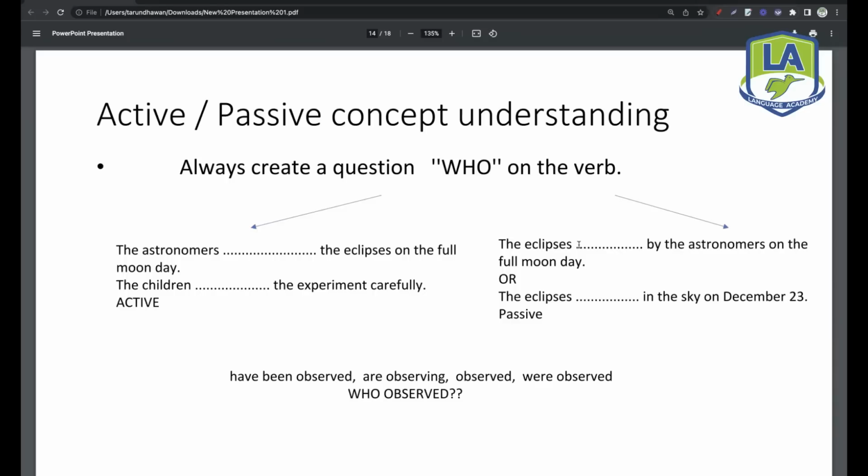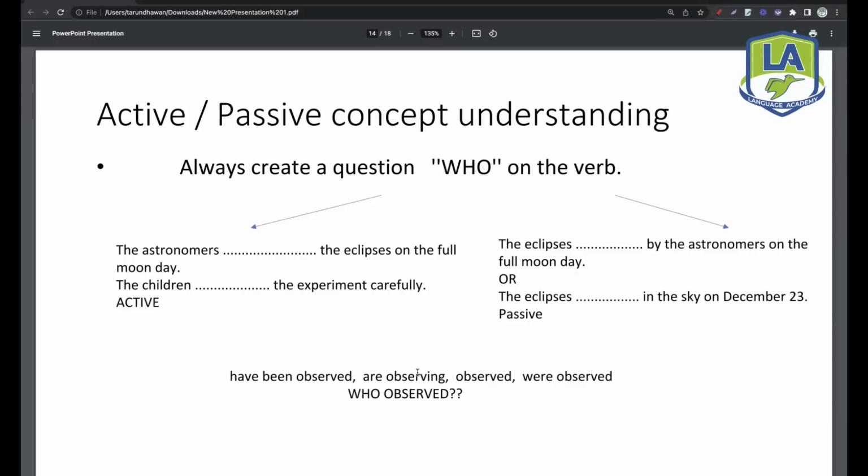It's just who is doing the work given right side or left side. That way you can distinguish it's an active statement or a passive statement. And how to select your answers, you already have crammed it, what is active and what is passive. Let's do one. The astronomers dashed the eclipses. So this is active voice. What are the active options? Are observing and observed are the two active options that we have.